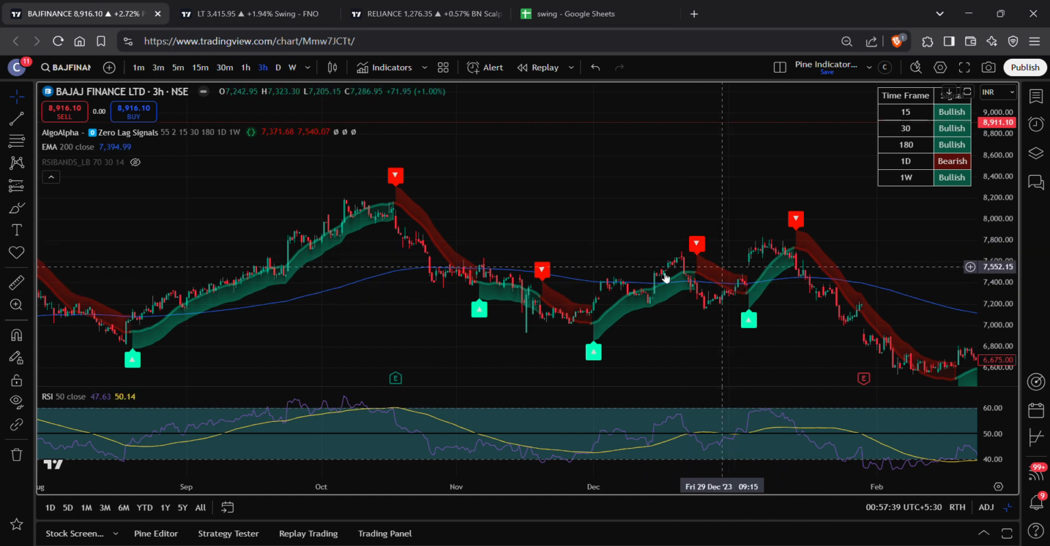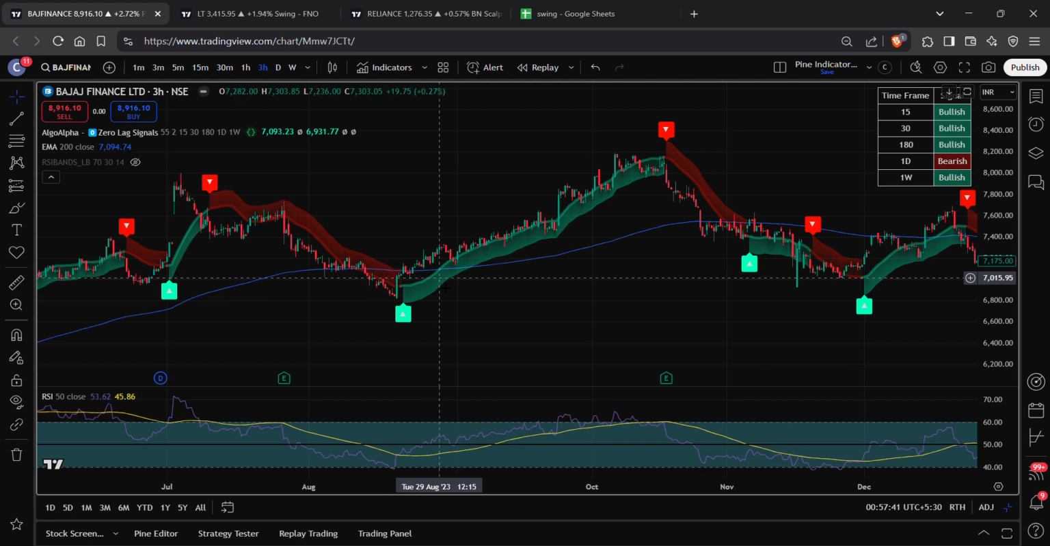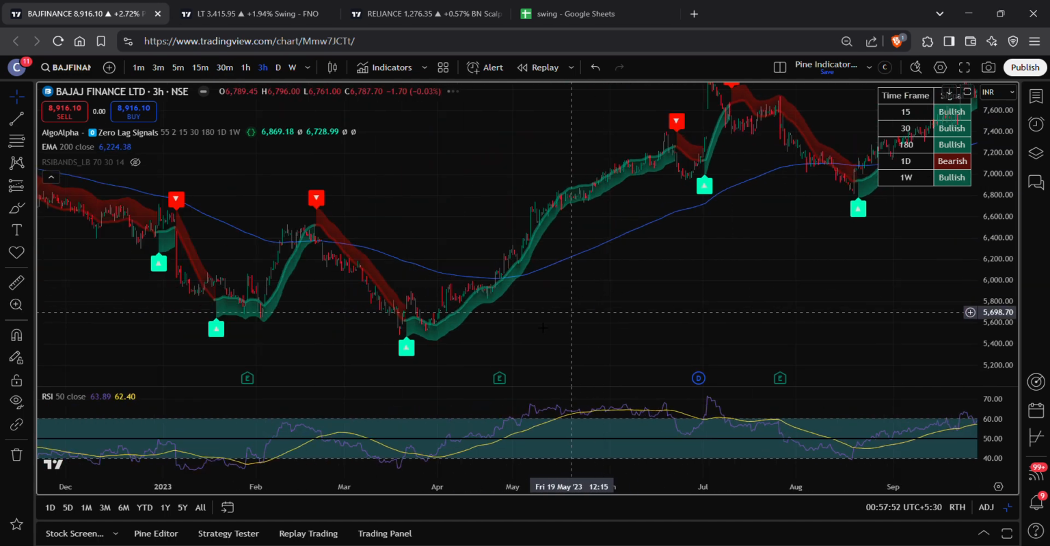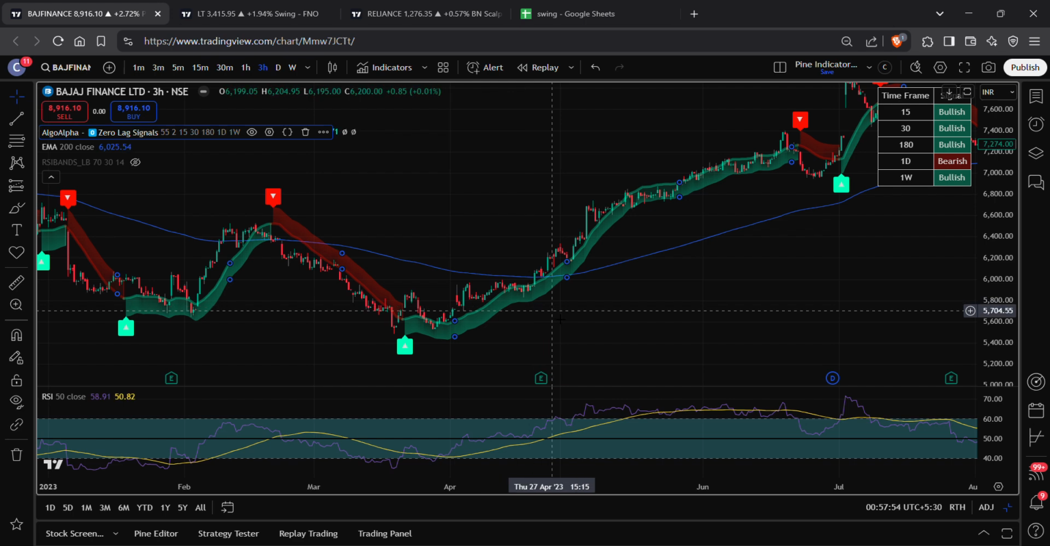But if you look here, this is after a long time, this is crossing the 200 EMA, and this is somewhere I would enter. And this gives a very good run up. Same thing here, this crosses the 200 EMA, and then this is your entry. And then you can see this going nicely.